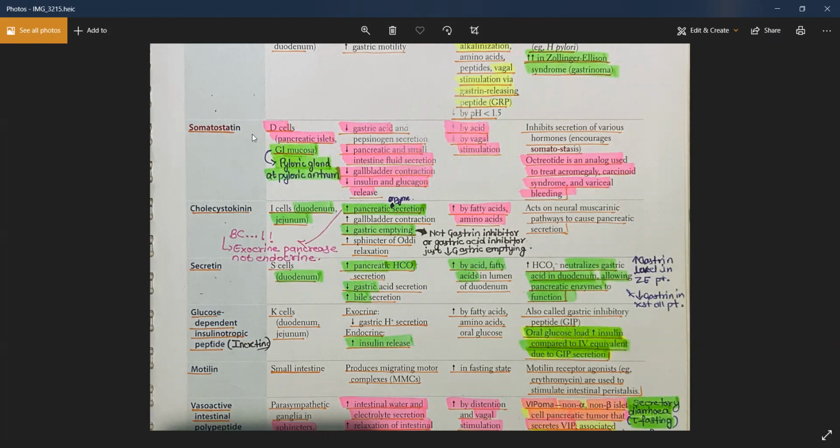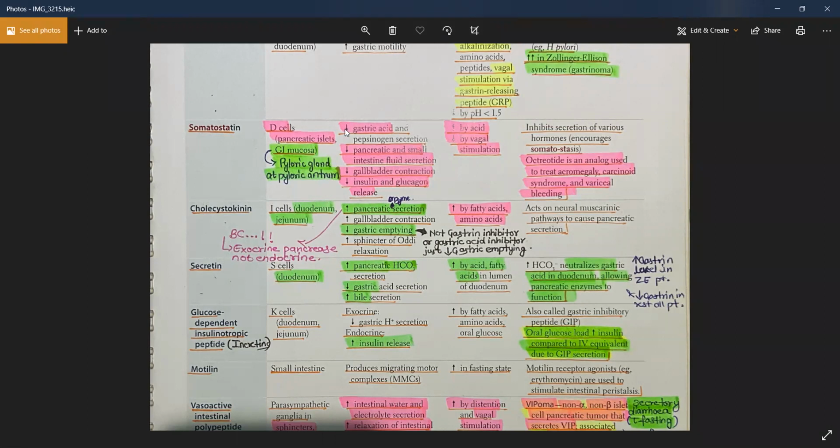Okay. Now, the second one is somatostatin, which is released by the D cells. These D cells are present in the pancreas. They are present in the pyloric glands also, in the antrum part. So two locations: pancreas and the pyloric glands.